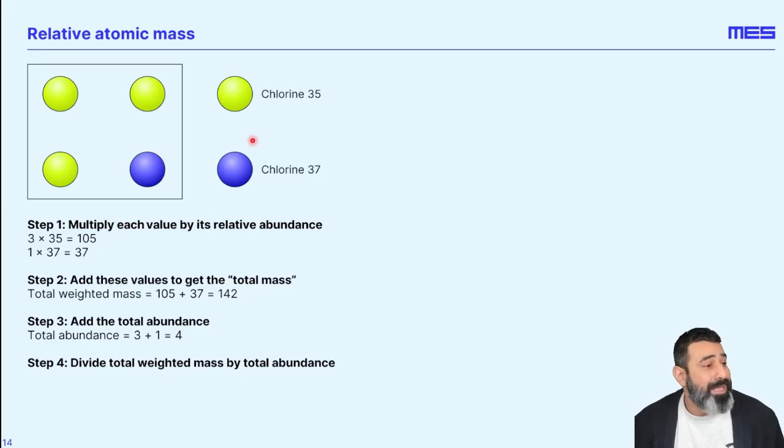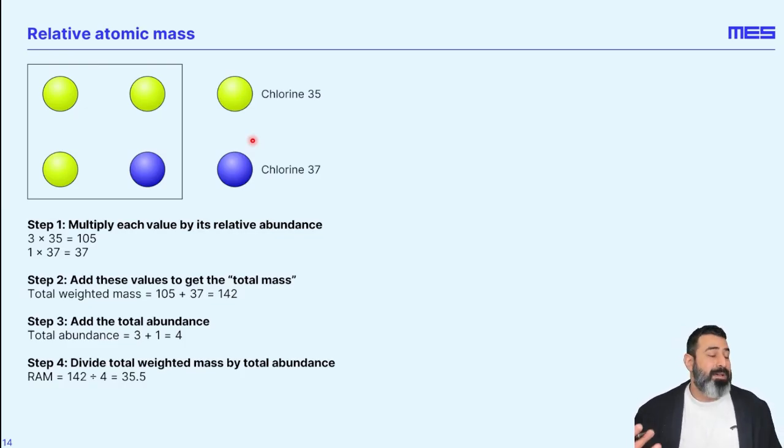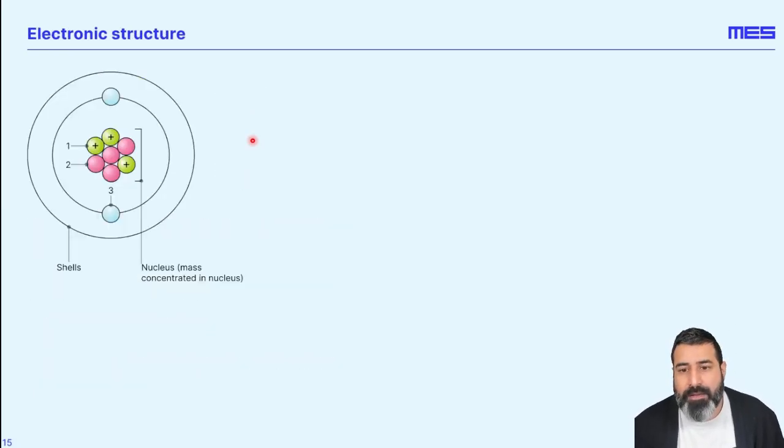We're going to divide the weighted mass by the total abundance to give us 142 over 4, which is 35.5. And that is the number that you see. It's the relative atomic mass that you see in the periodic table. Okay, and then finally, moving on to electronic structure.